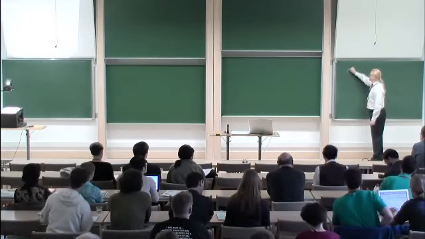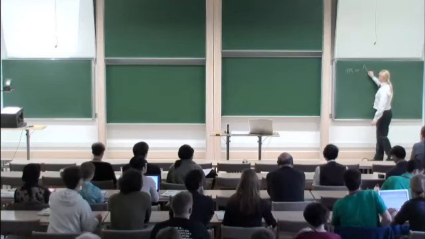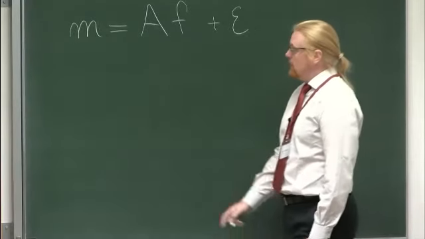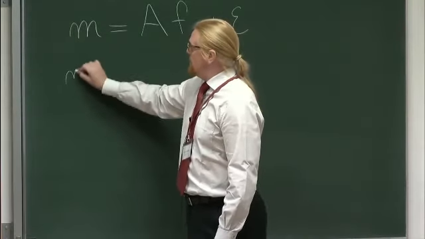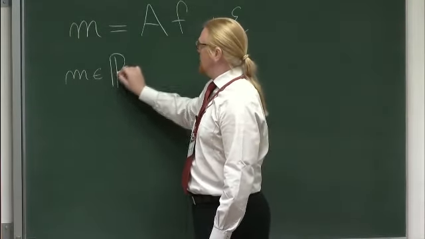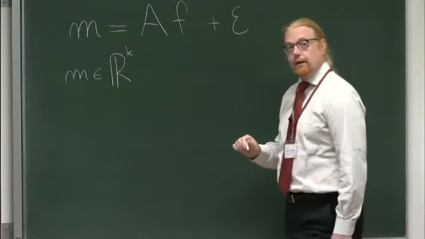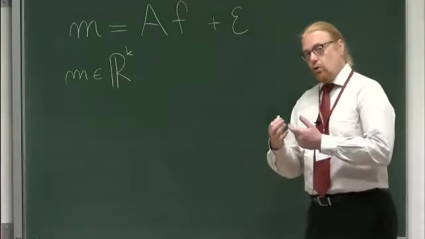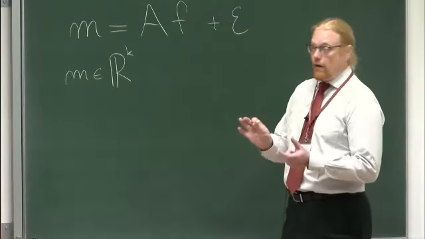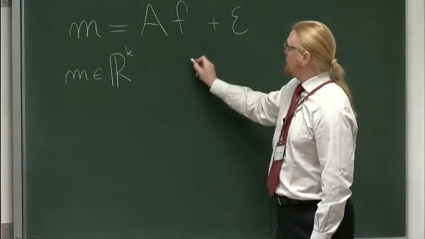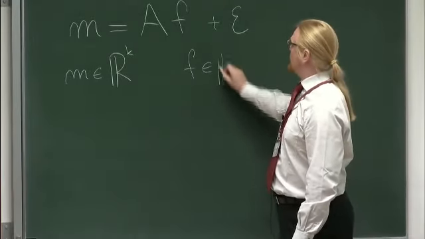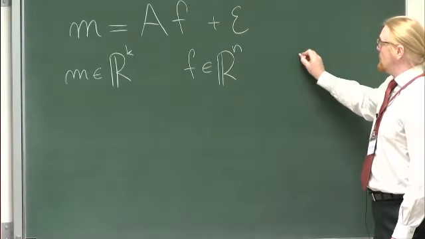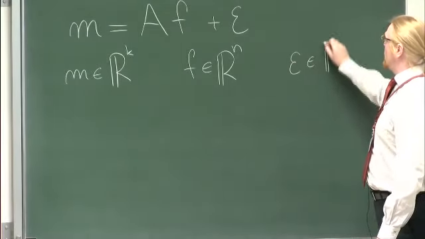So the measurement equation we use is this one. Here m is a vector in R^k. We are dealing with only discretized problems because we are working with a computer, so everything needs to be finite. So actually f I consider here to be a vector in R^n. Epsilon is also a vector in R^k.